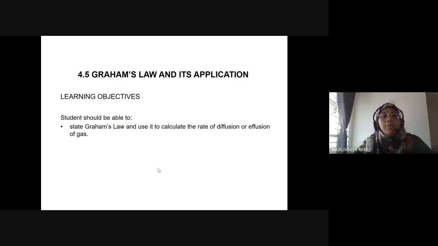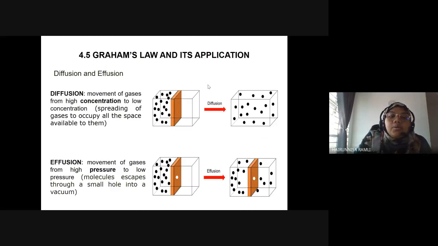So now we move to the 4.5, which is the Graham's law and its application. So at the end of this subtopic, okay, you should be able to state the Graham's law. So apa itu Graham's law? And use it to calculate, of course, there are the calculation juga, the rate of diffusion and effusion of the gas. Okay, so what are the difference between diffusion and effusion?